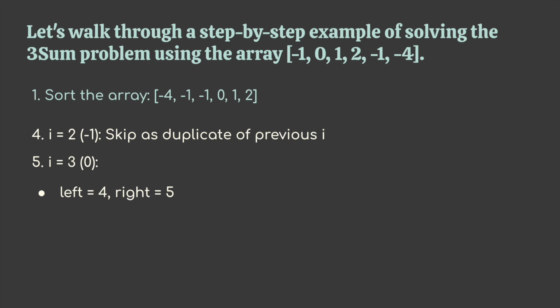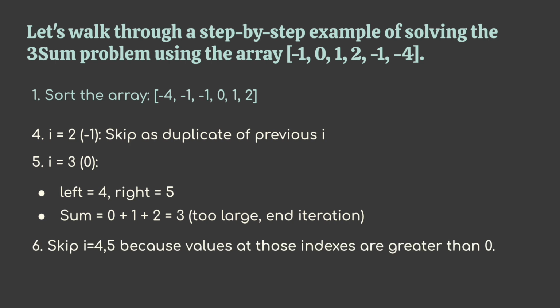the array minus 1. Our first sum is 0 plus 1 plus 2. This equals 3. It's too large. And then we decrement the right pointer. Our left pointer is no longer less than our right pointer, so we end the iteration.